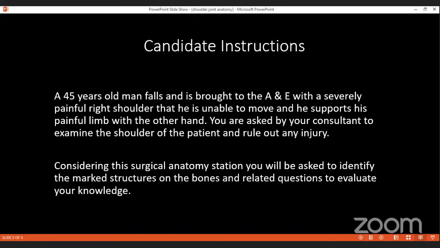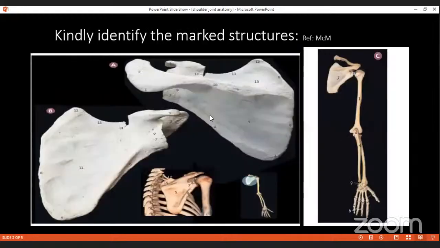Right, if you have read and understood, let's begin our station. Can you please help me identify these bones in picture A? Which bone is it? Picture A shows the scapula. A and B show the dorsal and the ventral surface. And C shows the entire upper limb connected to it, forming the shoulder joint.